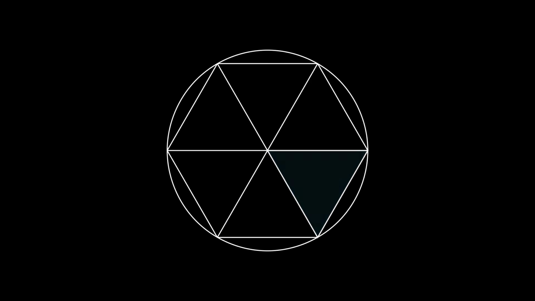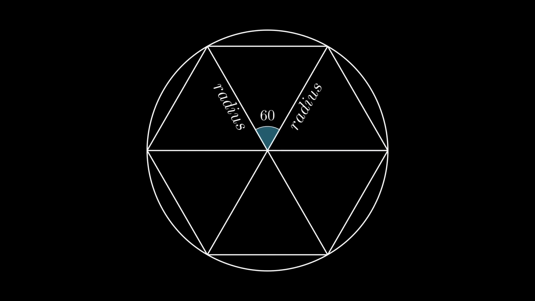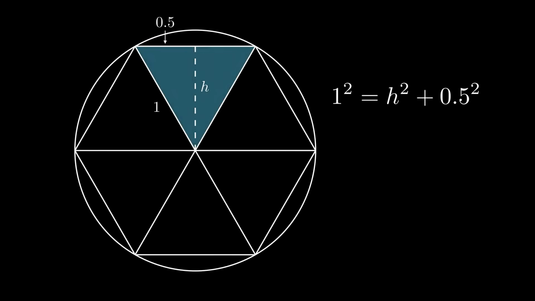He began with a regular hexagon, where this angle is 60. Because the side lengths are equal, this is an equilateral triangle. By defining the radius of the circle as 1, the height of this triangle can be found by Pythagoras' theorem, and therefore the area can be found.